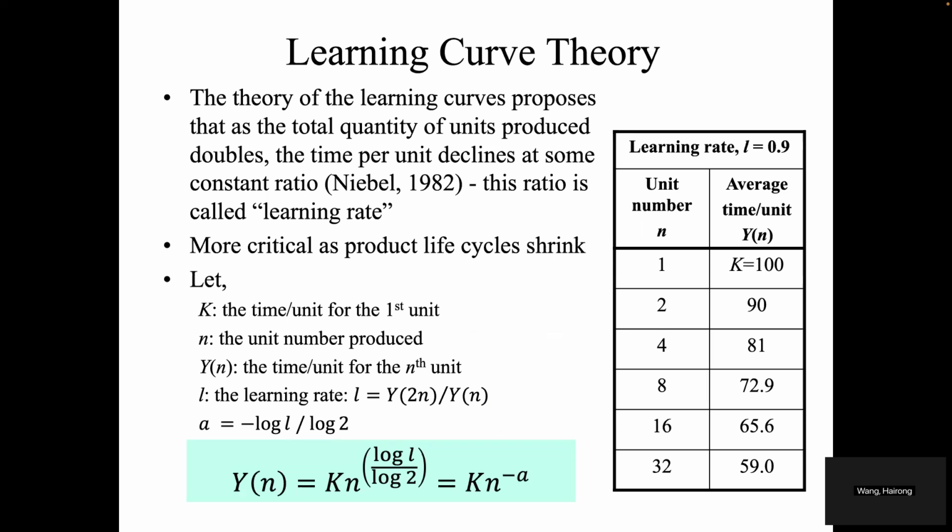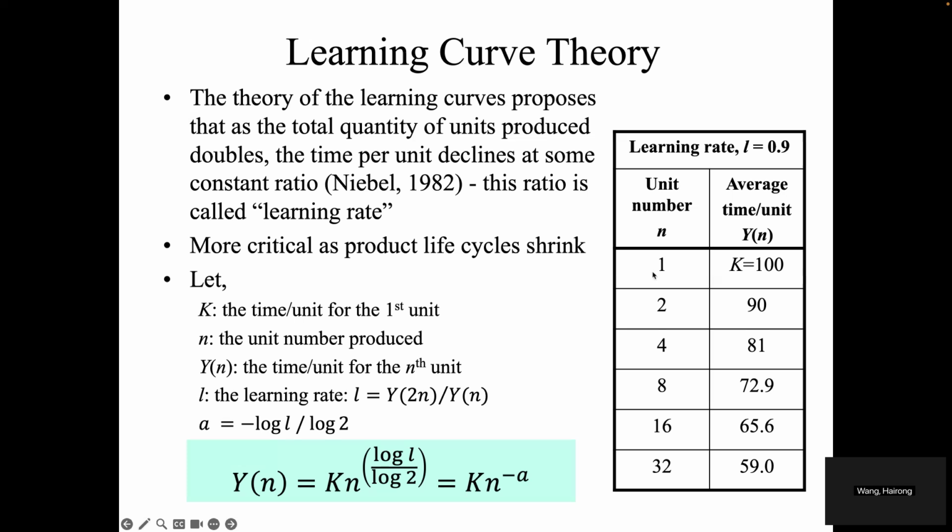Like the slide explains here, the learning curve theory is a concept used in production and operations management to model how labor efficiency improves as workers gain experience producing more units. The theory is based on the idea that as the cumulative quantity of units produced doubles, the time required to produce each unit decreases at a constant rate, as shown here.